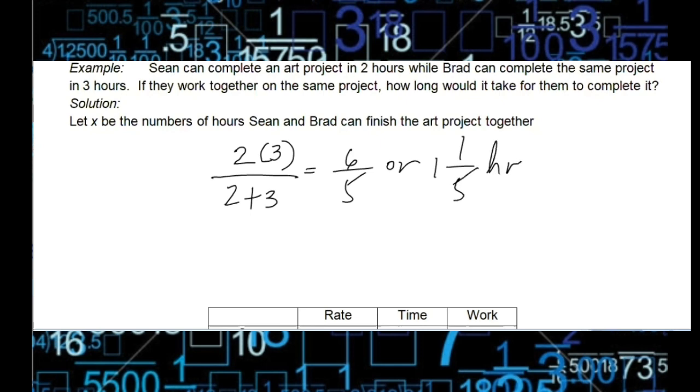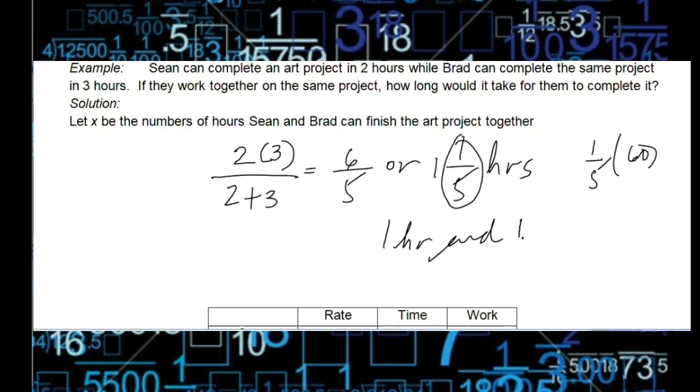Hours. Kasi lahat naman ng given ay hours. Convert this 1/5 hours into minutes. So, we have 1 hour and paano man mag-convert ng hour to minutes? Multiply by 60. So, 1/5 times 60. 60 divided by 5, 12. So, 1 hour and 12 minutes.